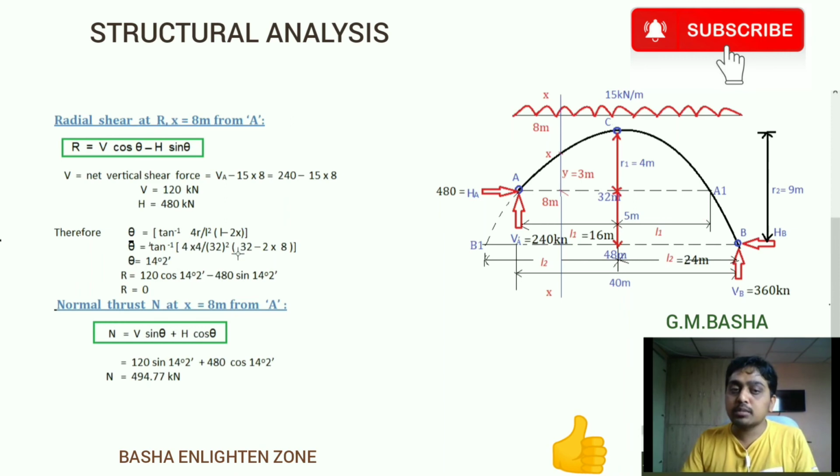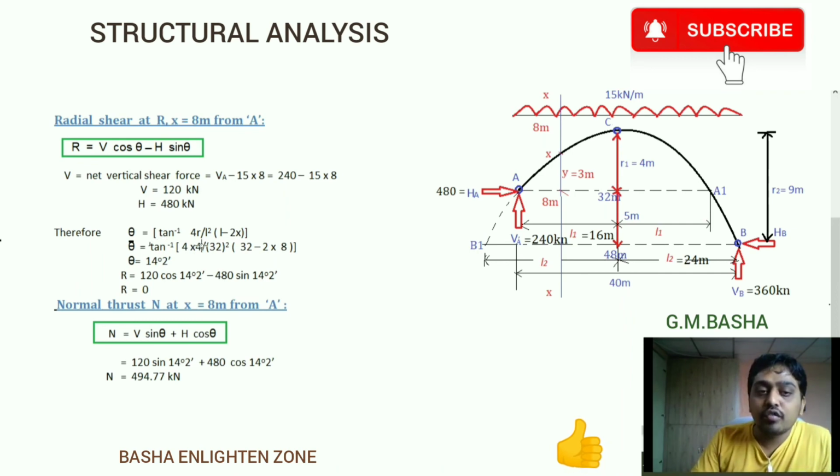This point is also explained very clearly in example 1. So if you watch that, you won't have any doubt here. Okay, tan inverse of 4r by L square. Again, what is the r value here? We are finding the bending moment from the left part only. That is the reason the r value will be 4 meters, the L value will be 32 meters, and the x value will be whatever is given in the question.